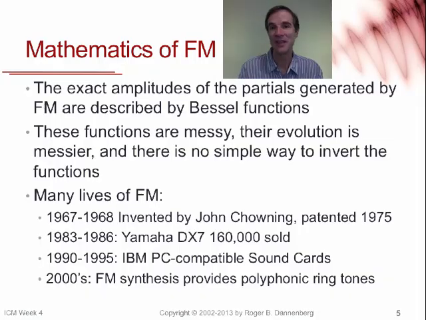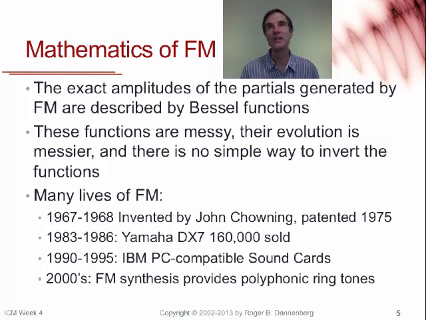Well, I'm not going to give you the exact formula, because it's messy. The exact amplitudes of the partials that are generated by FM are described by Bessel functions. You can look up Bessel functions. They're interesting looking, and you could say they're messy. The evolution of Bessel functions, as you increase the depth of modulation, these Bessel functions are parameterized, and so they change, and the evolution is even messier. And most importantly, there's no simple way to invert these functions.